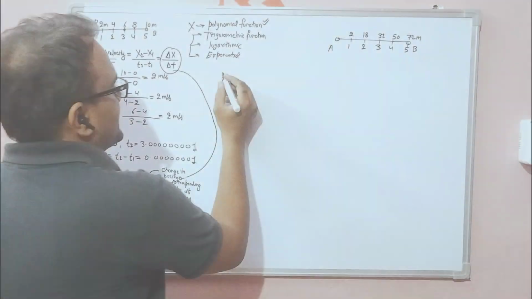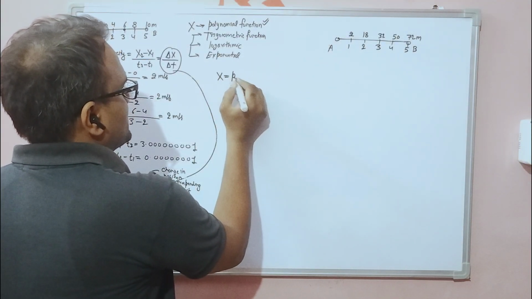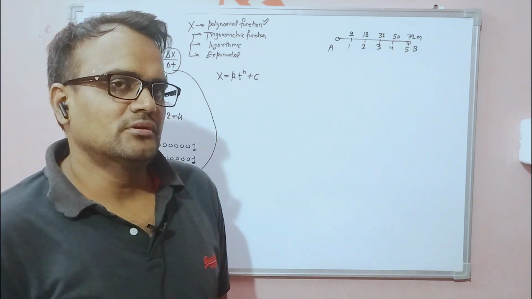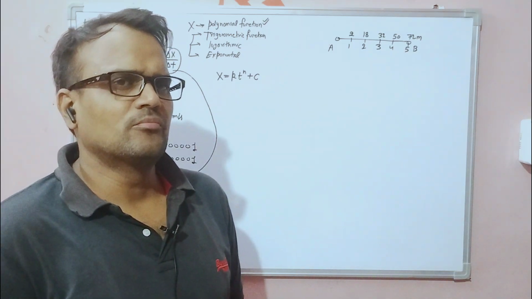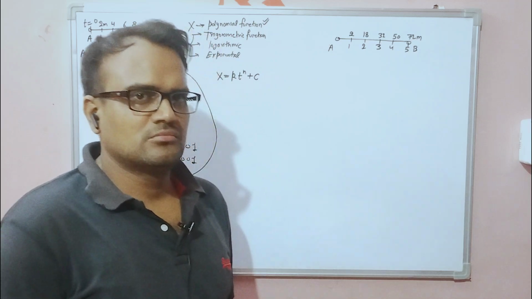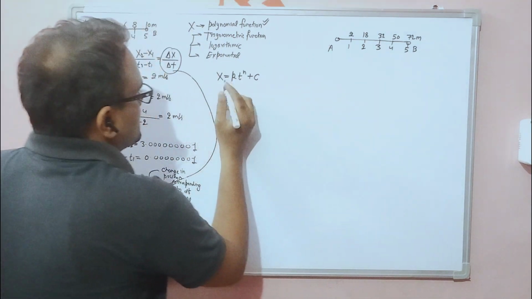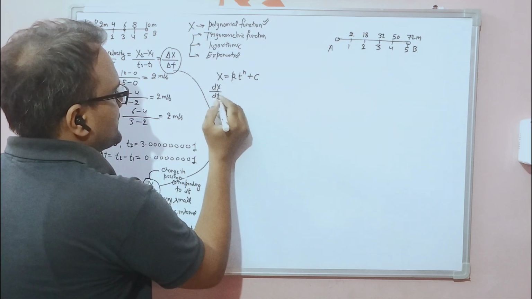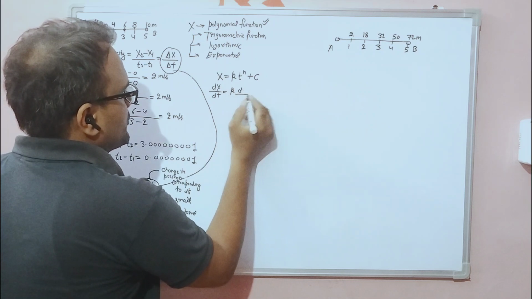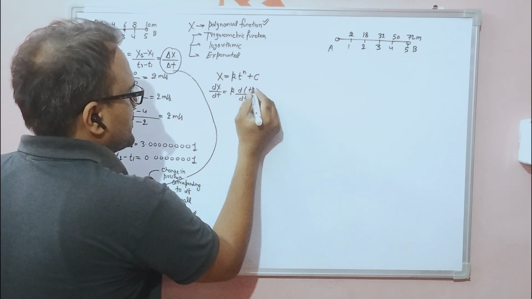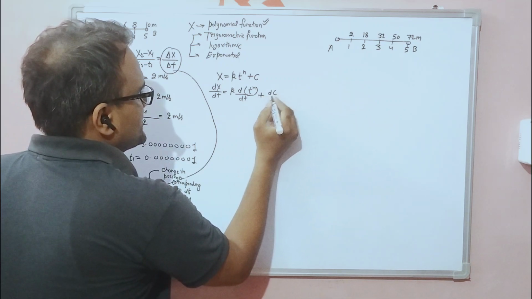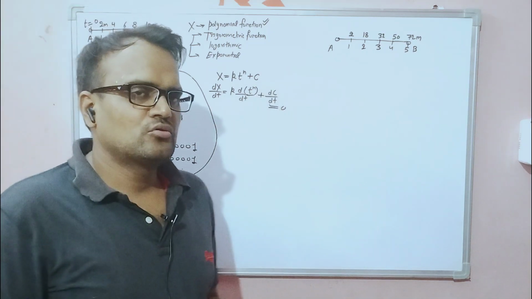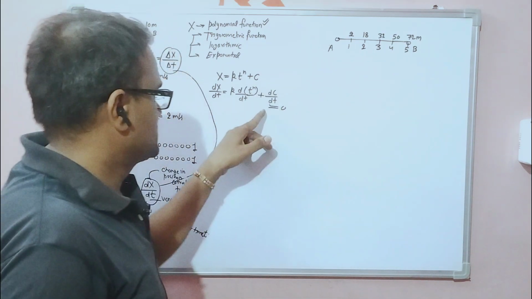Okay, so let's see it. Take x as any polynomial function, k t power n plus c. Well, I can expect that you are all already familiar with the concept of a polynomial function. You might have studied it in earlier classes. So how can I find the derivative of this? Since x depends on time t, I can write this as dx over dt equals k d over dt of t power n, plus dc by dt. This is going to be 0, right? Because this is just a constant. It is not going to change with respect to the time t. So this is equal to 0.